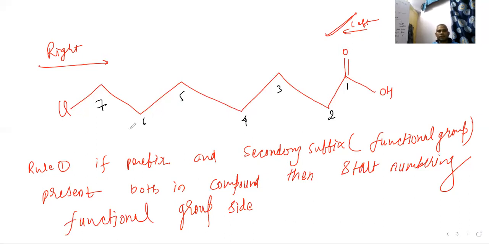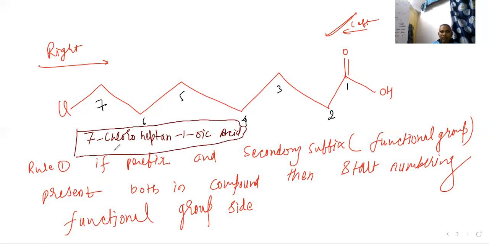Sir, it will be 7 chloro, chloroheptane, hept, and 1 oic acid. Oic acid. Thank you very much. You are understanding, you have started understanding the IUPAC nomenclature. This is 7 chloro hept 1 oic acid. Is it okay? Yes, sir.